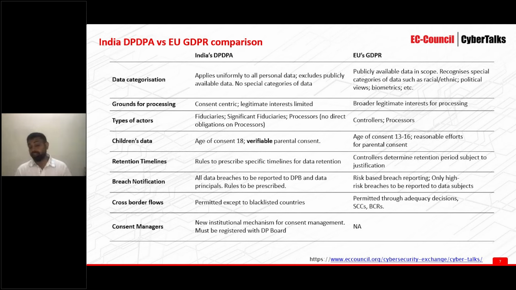Cross-border flows. In GDPR, it is permitted through adequacy decisions, as we know. Once a country has been deemed adequate, you can do that without any worry, or you can use SCCs, the standard contractual clauses, or you can be a signatory to BCRs as an organization. So MNCs that are BCR compliant can transfer to other entities very easily. But it's going to be different in the India case. It's permitted to all except the blacklisted countries.